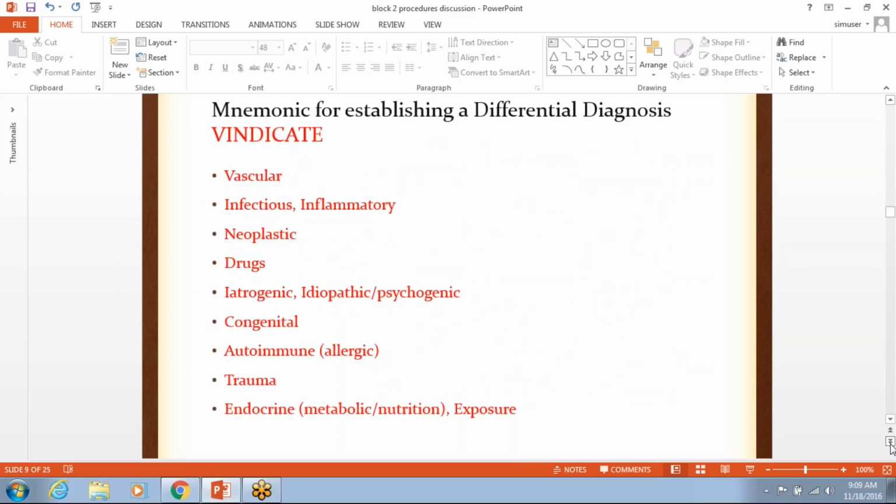This is the mnemonic I gave them for establishing their differential diagnosis, and then they'll review that at the orientation session before the cases, but having a broad differential. So I'd like them to consider these in their differential when they're thinking of what's going on with the patient.